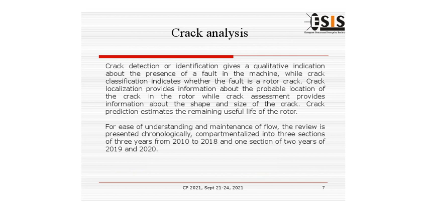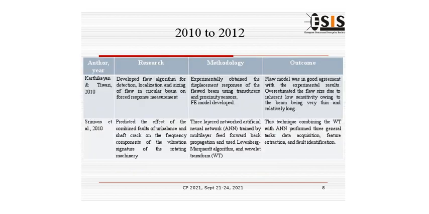Let's see. For the batch of 2010 to 2012 literatures, I'll pick a few from the listed literatures given. Karthikeyan and Tiwari in 2010 developed a flaw algorithm for detection, localization, and sizing of flaw in a circular beam on force response measurement. Their flaw model was in good agreement with their experimental results. However, they overestimated the flaw size due to inherent low sensitivity owing to the beam being very thin and relatively long.